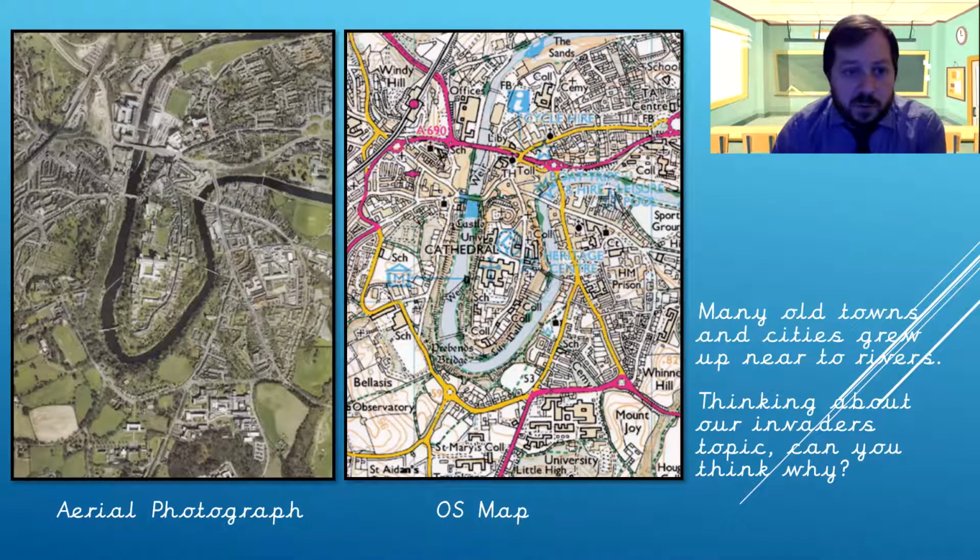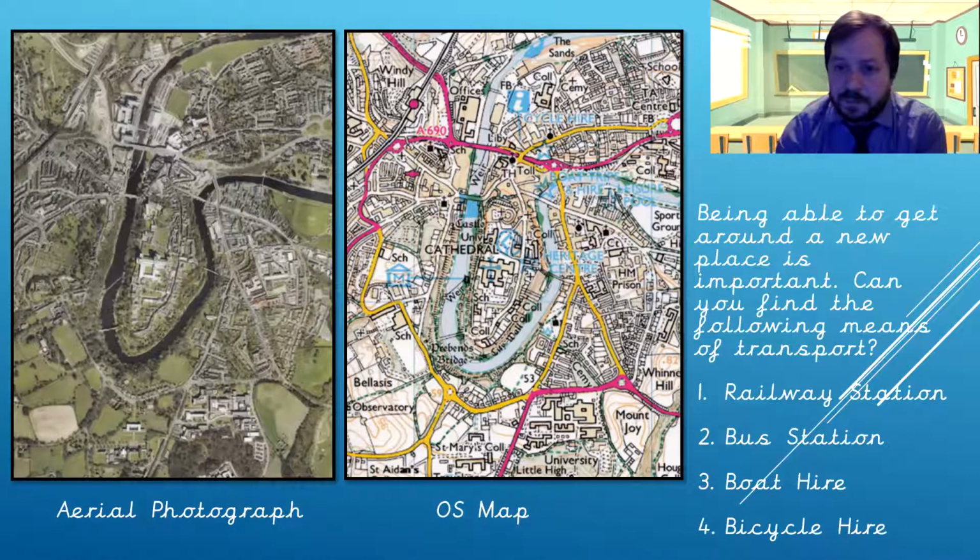Ease of transport, moving up, trade, fresh water. There's lots of reasons why you might build on a river. So being able to get around a new place is important.